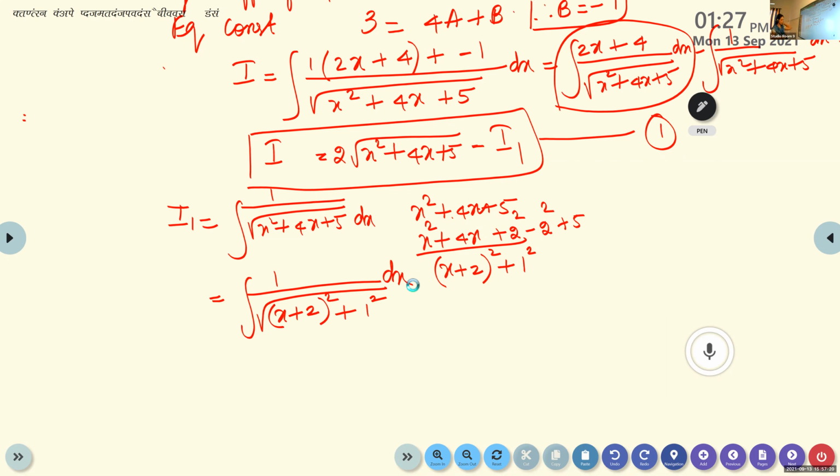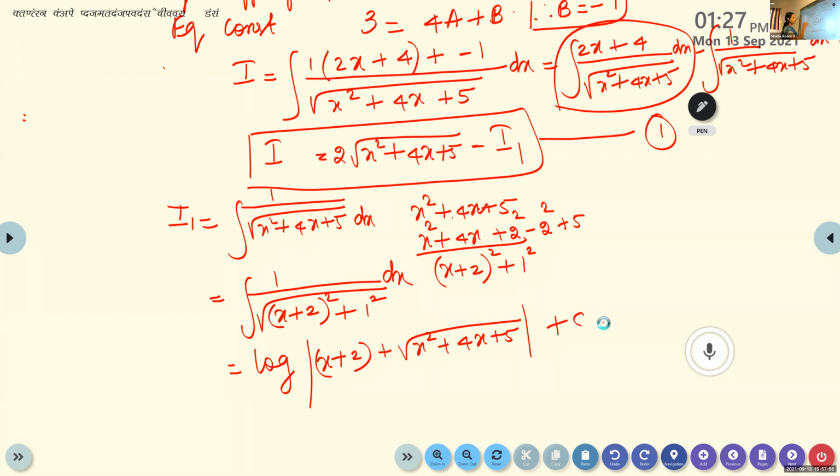So it takes the form integral of 1 by root of x square plus a square. What is integral of 1 by root of x square plus a square? It is log of x plus root of x square plus a square, isn't it? Plus c. Substitute this in 1.